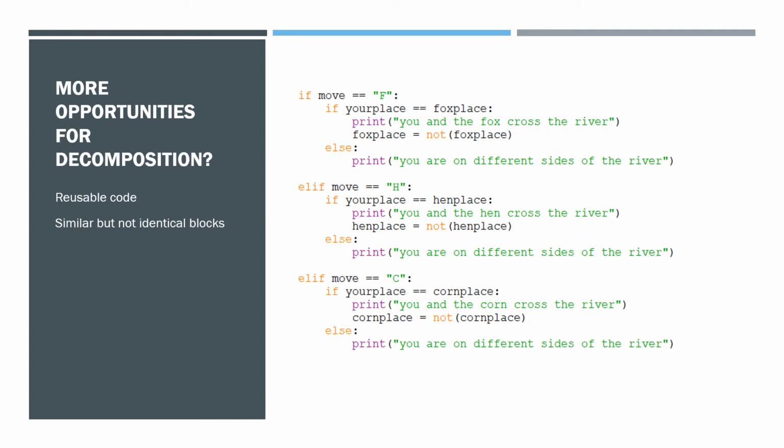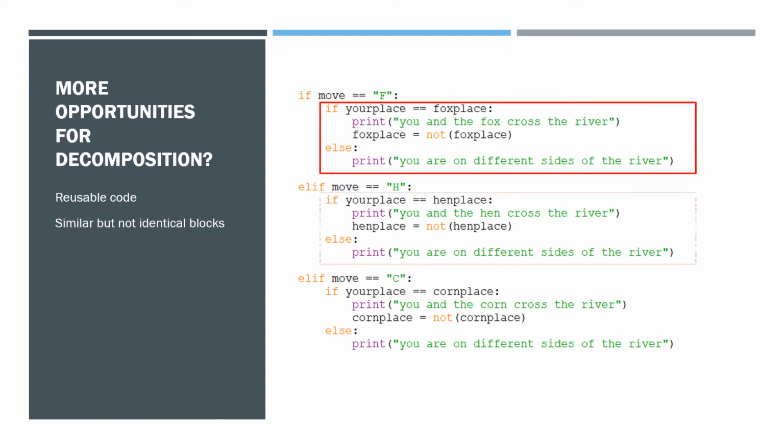Well, let's have a look at what's left of the main program. Does it offer us more opportunities for decomposition? Remember, decomposition means breaking the program down into smaller blocks. These three parts of the main program are very similar but not identical blocks of code. And now we're going to see how we can create one function to meet all three of those requirements and use parameters to make them work in slightly different ways each time that block of code is called.